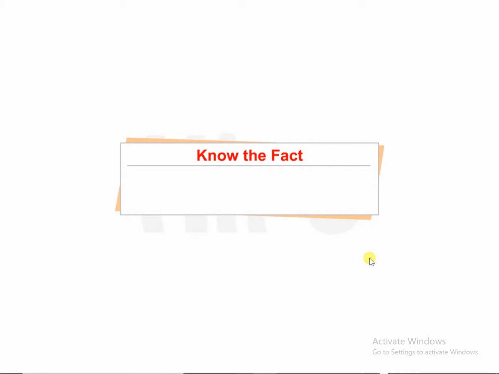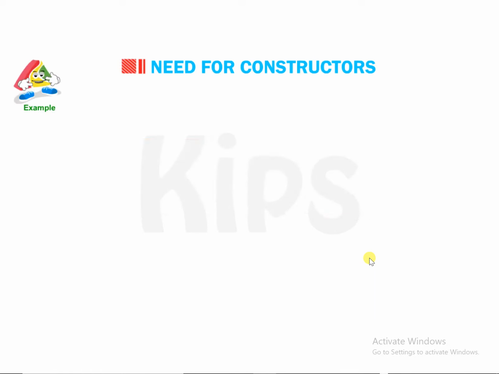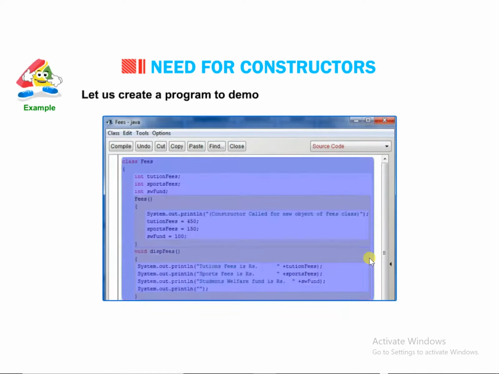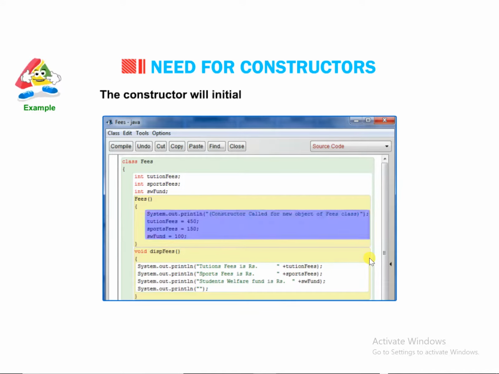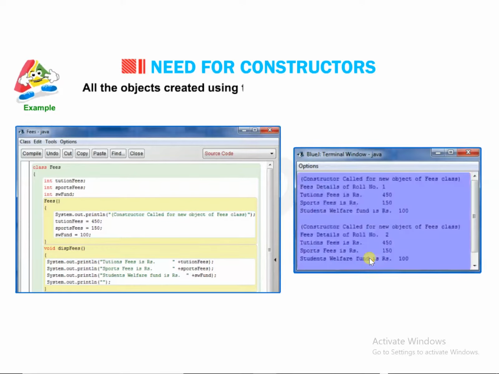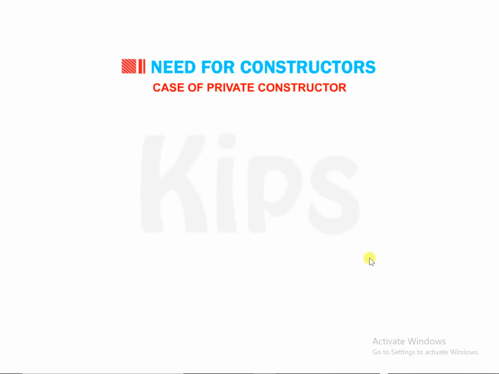Time for fact file. A constructor is a code that runs when you say new on a class type. Students, let us understand this through an example. Let us create a program to demonstrate the concept of a constructor. The constructor will initialize the variables of the class. All the objects created using this constructor will automatically get the initialized values. Case of private constructor. Let us take an example of a class whose constructor is private.